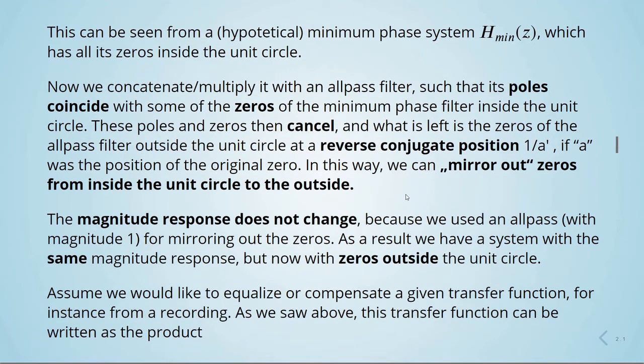The magnitude response does not change because we used an all pass, so there is a magnitude of 1 for mirroring out the zeros. As a result, we have a system with the same magnitude response, but now with zeros outside the unit circle.